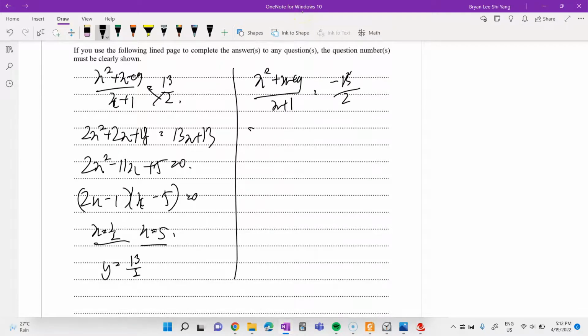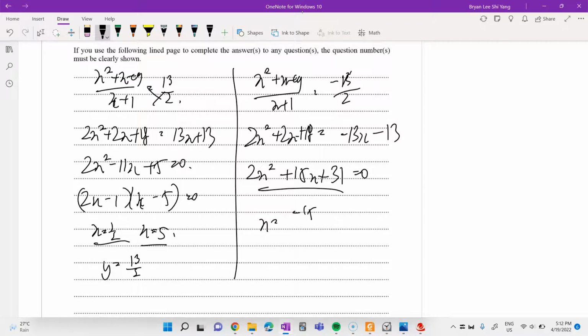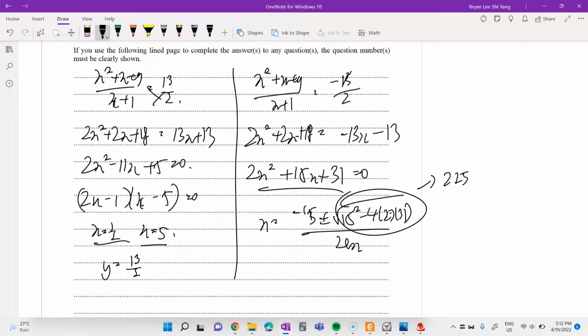Yeah, so 2x squared plus 2x plus 18 equals negative 13x minus 13. And then I would have 2x squared plus 15x plus 31 equals 0. This one looks complicated, so I'll just use the quadratic formula. x equals negative 15 plus minus the square root of 15 squared minus 4 times 2 times 31, over 2. If you do some calculations, we have 225 minus 248, which is negative 23, which is smaller than 0, so no real solutions exist.